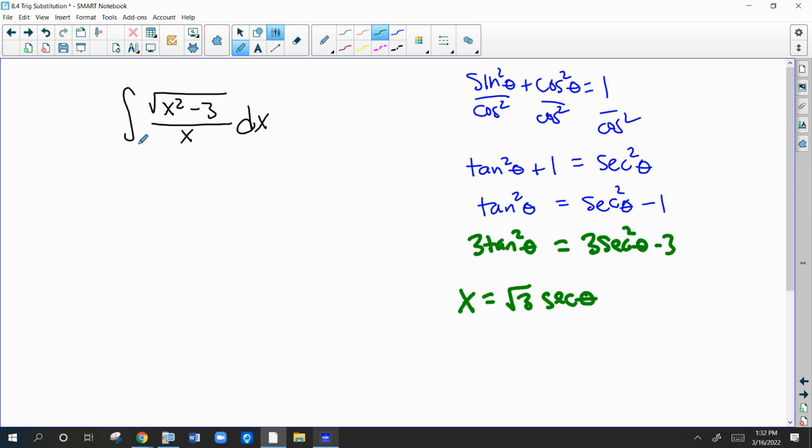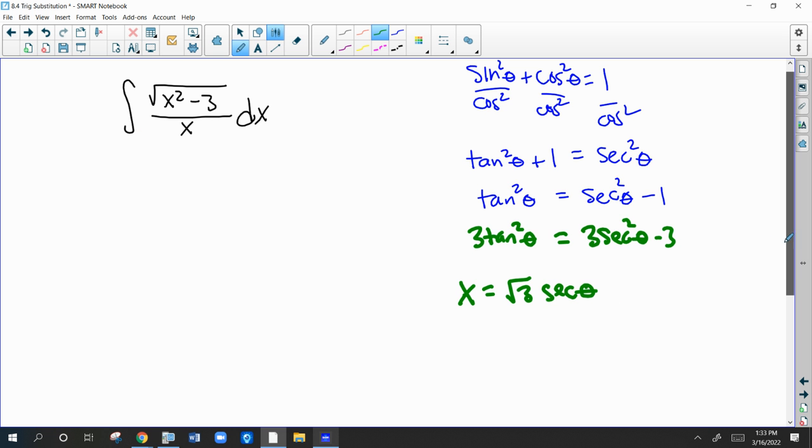So sometimes that takes you a while to think about and get it. You could just pause here and think about that before we move on. But once you're ready, we're basically done. Now you just make your substitutions. This is an x, so we always have to find out what dx equals. dx would be root 3 times the derivative of secant, which is secant tangent.